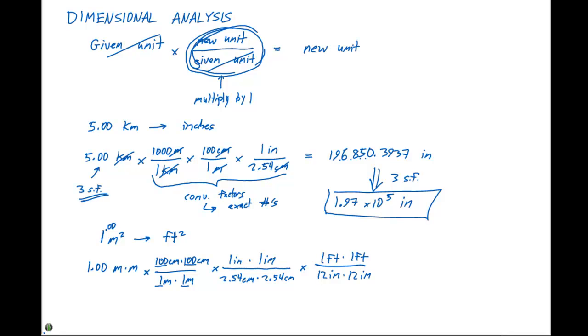So we can finish out this conversion right here. We have 3 significant figures in our initial unit. When we go through and do this calculation, that's going to be 10.8 feet times feet, or how we typically express this, 10.8 feet squared. So these are 2 examples of how we would use dimensional analysis to go from a unit that we have been given to some other type of unit that we need to calculate.